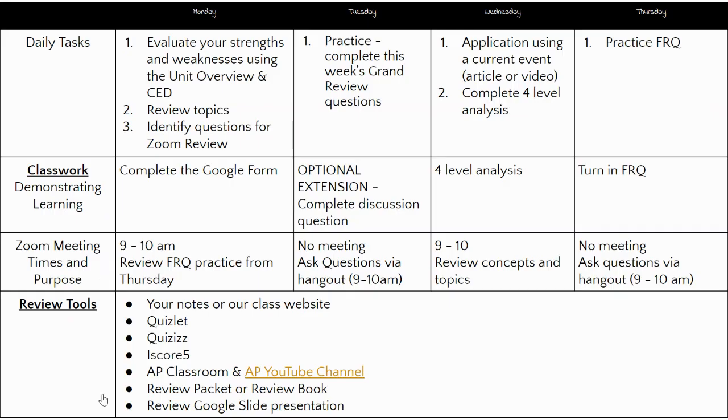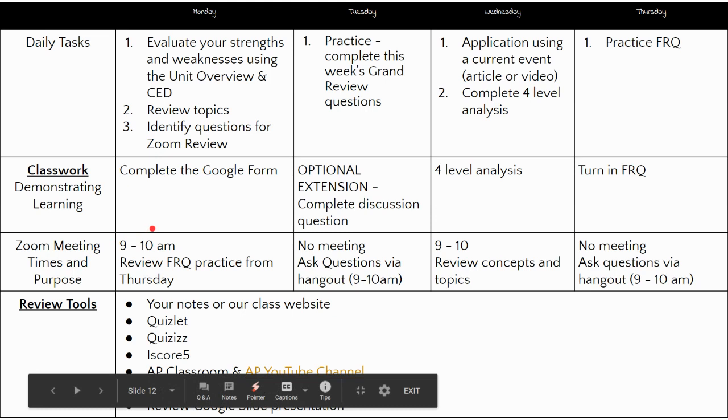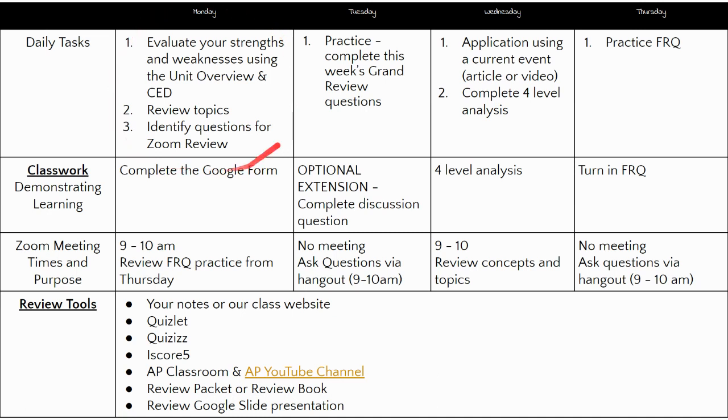All right, so I wanted to show you what the review schedule is going to look like because this is your weekly schedule. Every single week is going to look like this except for this week, obviously, because you're watching this video on Monday. So this week is going to look a little differently, but everything else is going to look like this. So on Monday, you're always going to be looking at the unit overview and the course articulation, which is the CED, to look at what it was that you were expected to learn. I want you to review topics. In other words, you have to identify what do you know? Do you know these words? Do you know these concepts? Are you strong? Fine, you know them, don't study them.